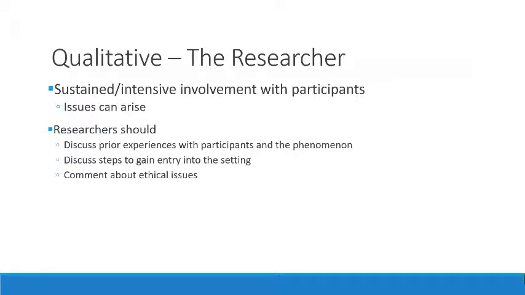In qualitative work, the researcher should include a discussion on his or her experience with the participants and/or the phenomenon under study, including how he or she will gain entry into the natural setting of the participant. Ethical issues must be addressed in all of these settings, but can be of particular importance in qualitative work in terms of interactions with the participant. Just your presence alone can introduce ethical issues.